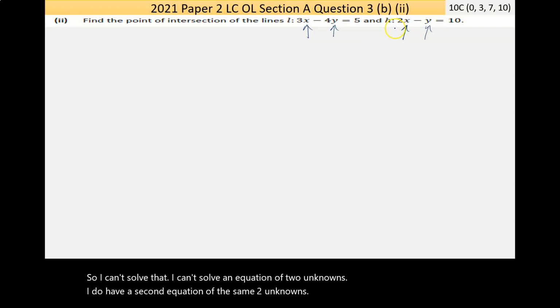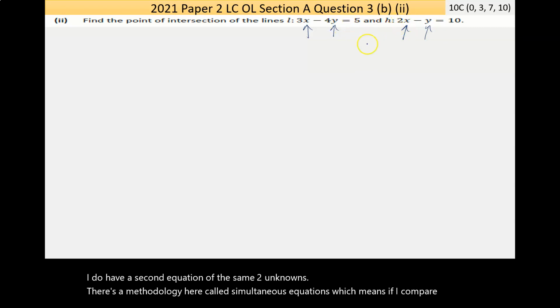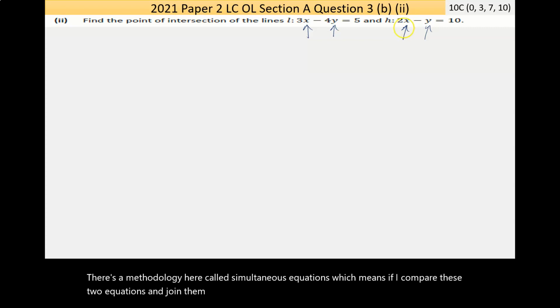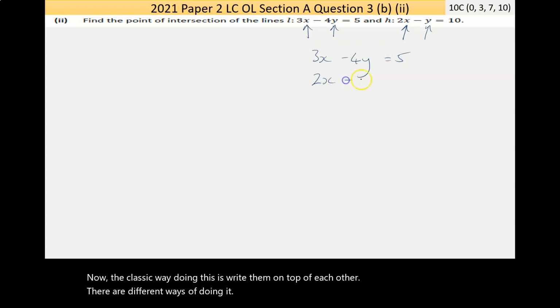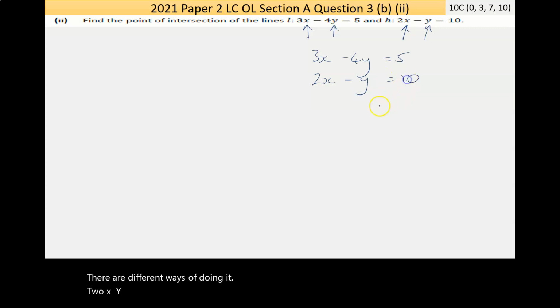And there's a methodology here called simultaneous equations, which means if I compare these two equations and join them together, I can end up cancelling one of the variables, and it becomes an equation of one unknown, which I can solve. Now, the classic way of doing this is write them on top of each other. There are different ways of doing it. 2x minus y equals 10.